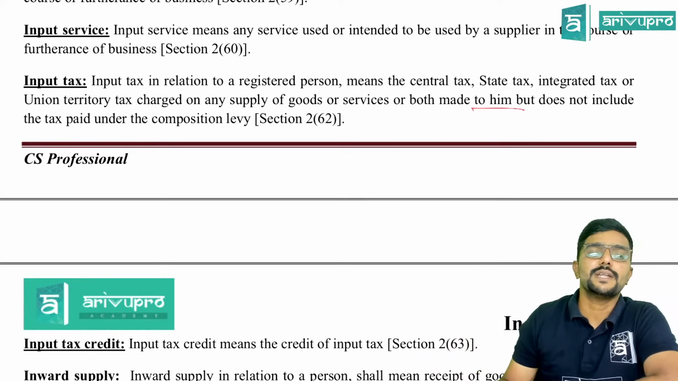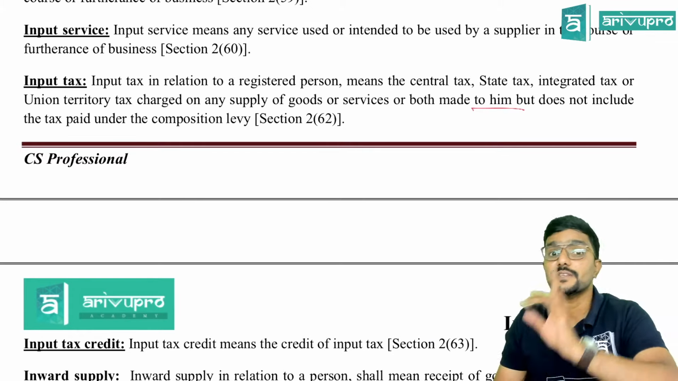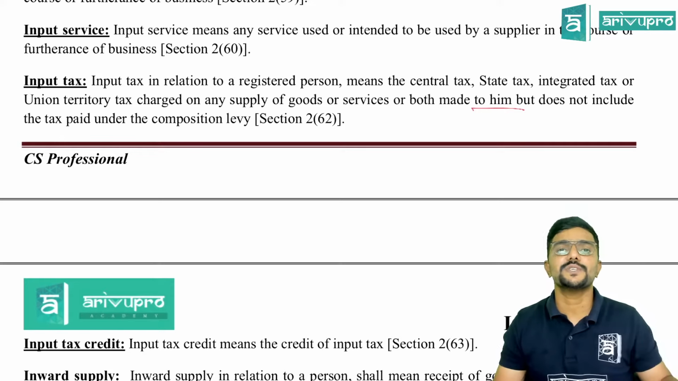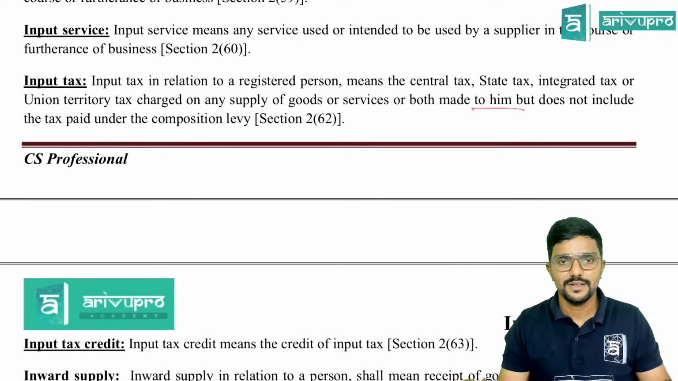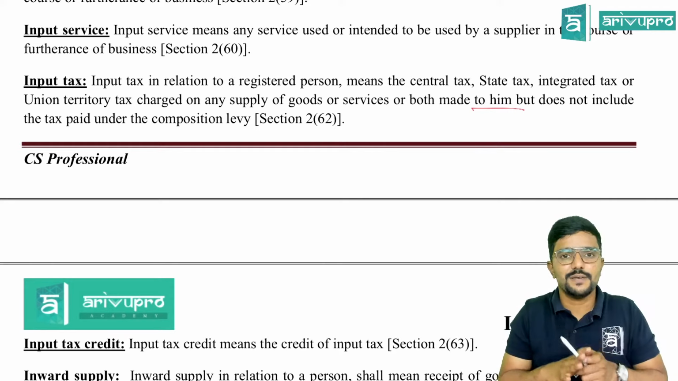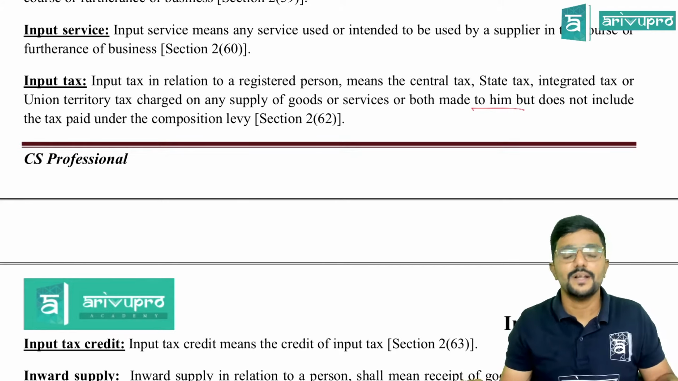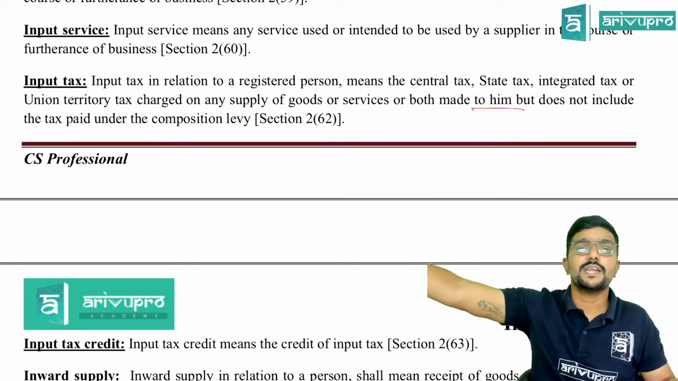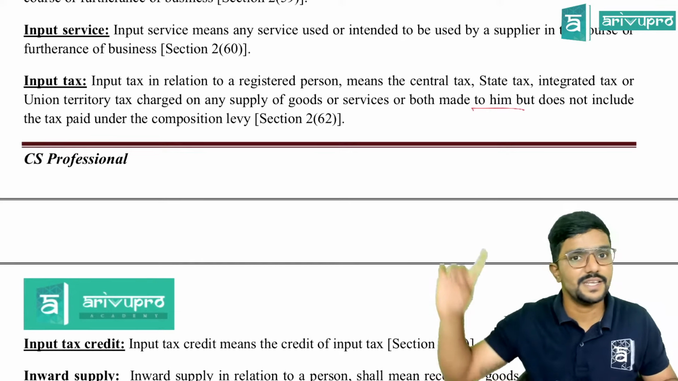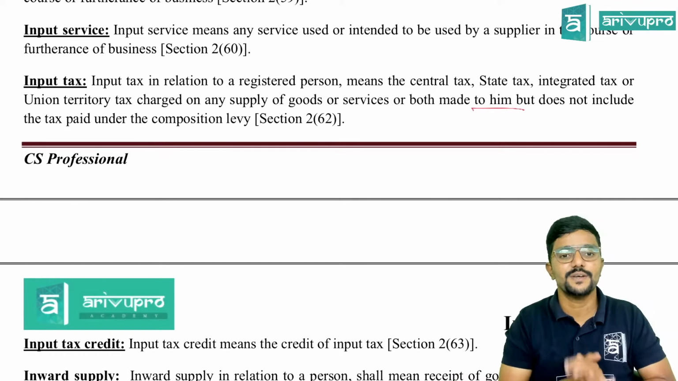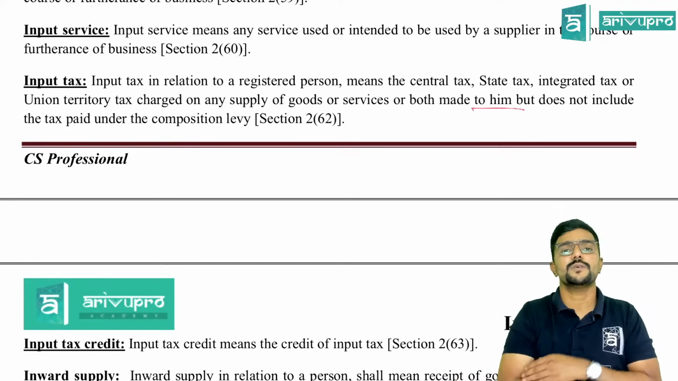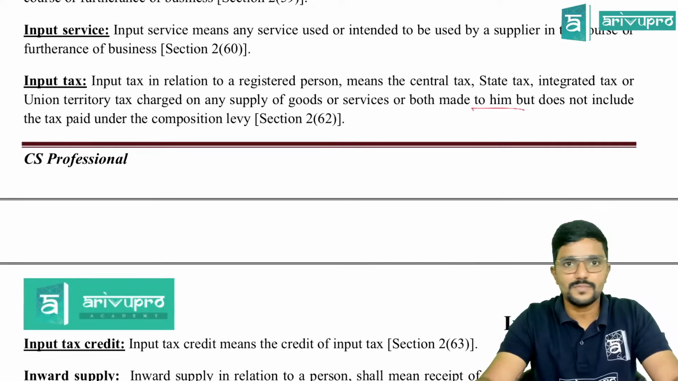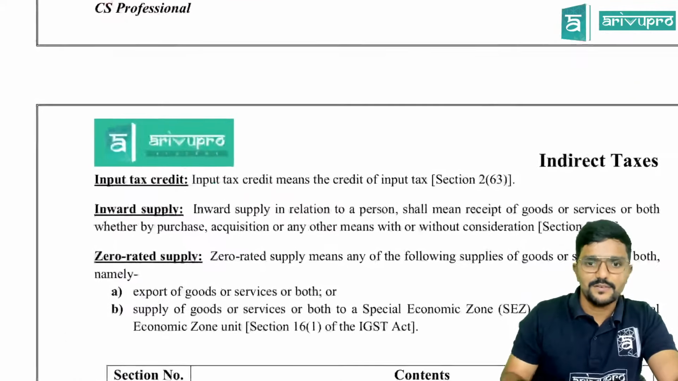but does not include the tax paid under composition levy. So please be careful. Input tax does not include tax paid under composition scheme, because we have learnt in section 10, if a person has opted for composition scheme, he cannot claim input tax credit. Also, the recipient who is purchasing the goods from the composition person cannot claim input tax credit. That is why in the definition itself they have told input tax does not include tax paid under composition scheme. Yes, sir. Fine.